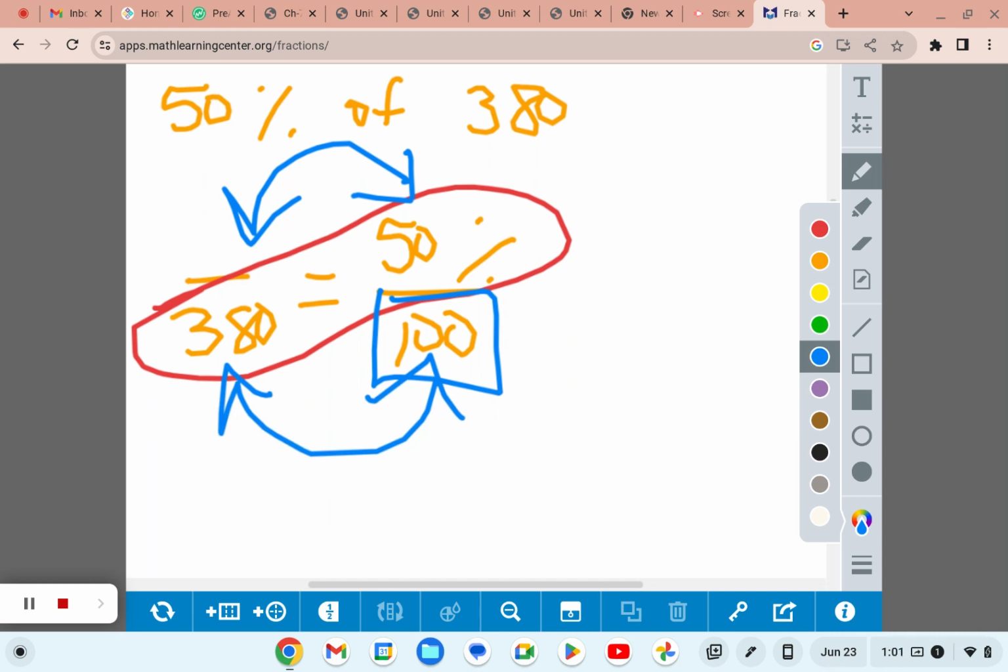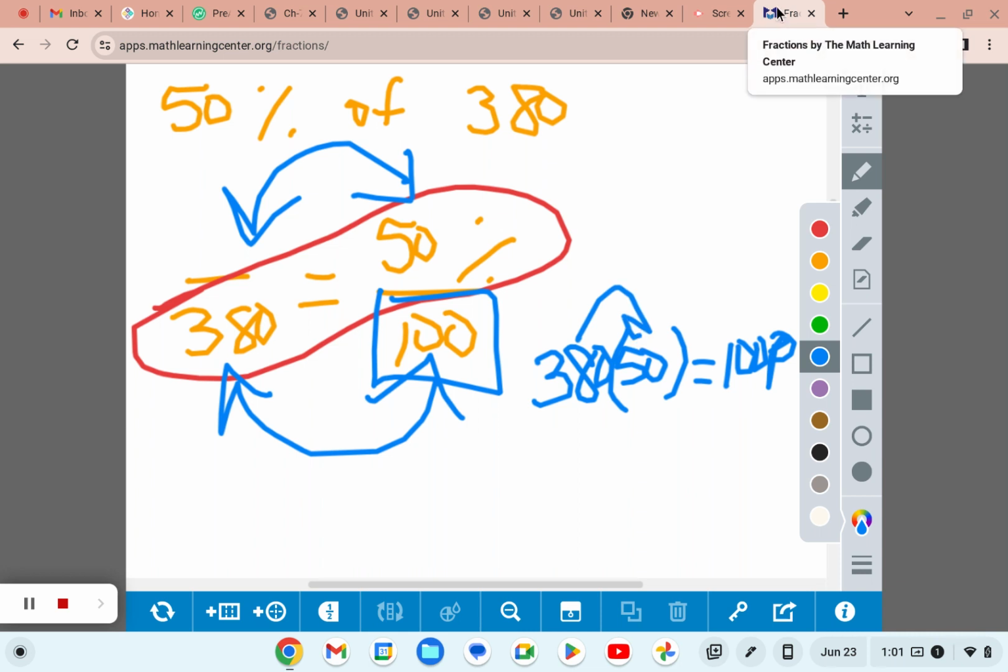If we're thinking about how to set this up algebraically, then what we can do is we can set our base number and multiply that by our percent because we're doing the diagonal, equals our part, which we don't know yet, times 100. So we'll put 100p. And so then we multiply 380 by 50 and divide it by 100.